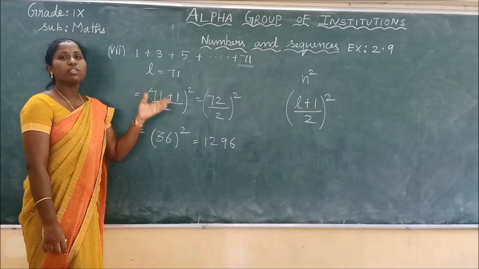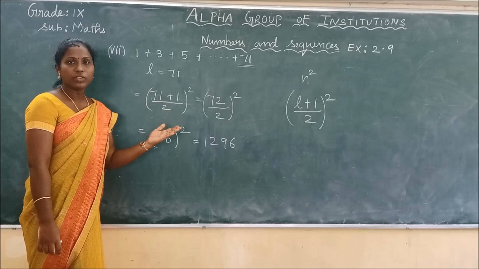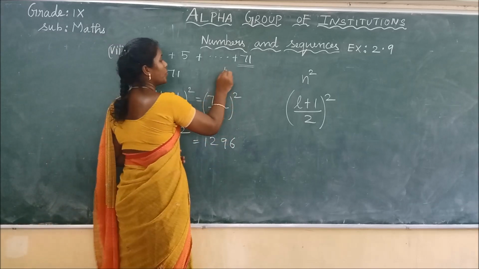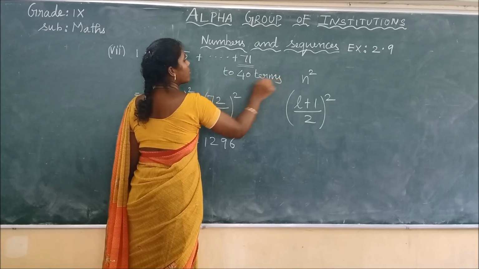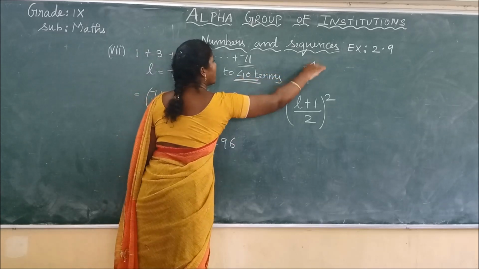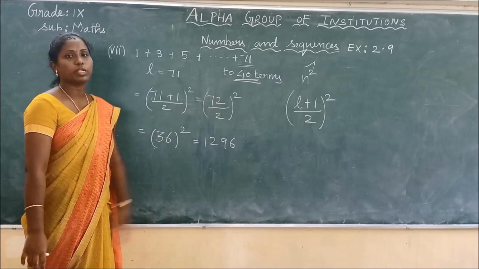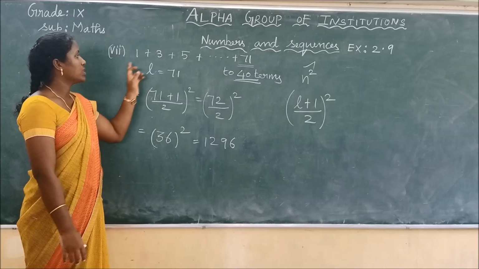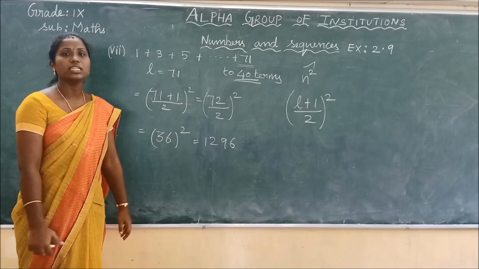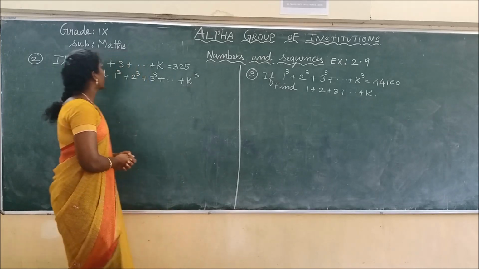Okay. So whenever you are having odd numbers, see the question once. If the number of terms is given, like up to 40 terms, you have to use the formula n square. If the last term is mentioned in the question, you have to use (n plus 1 by 2) the whole square. Just substitute and get the value. Okay. So the sum is 1296. See the second problem here.